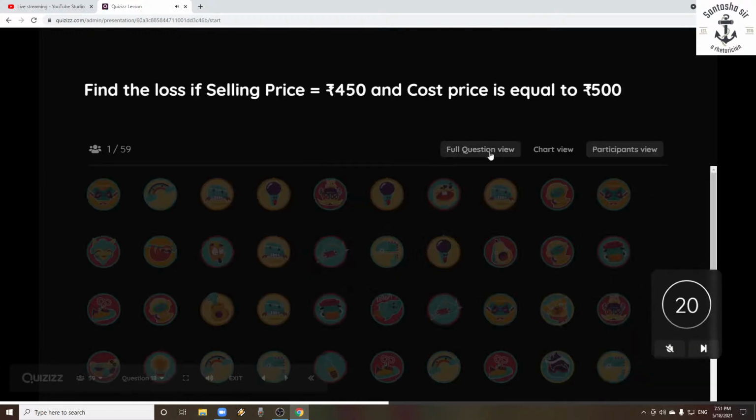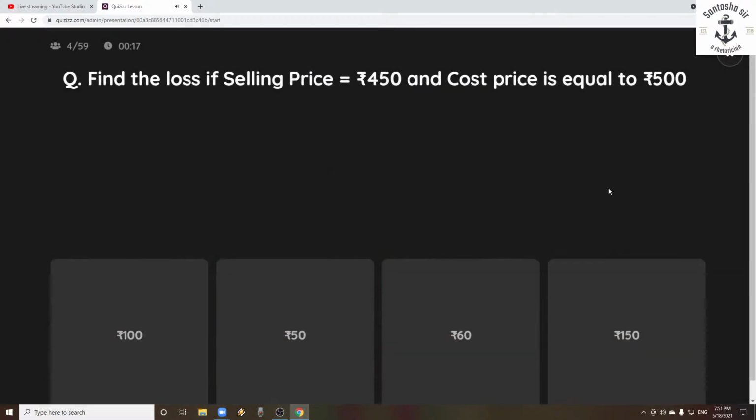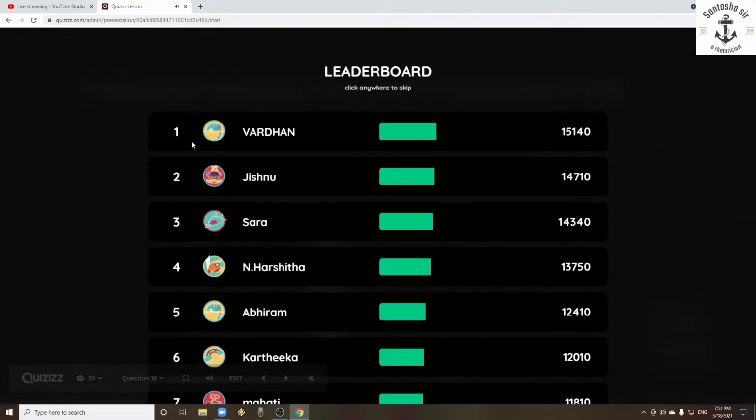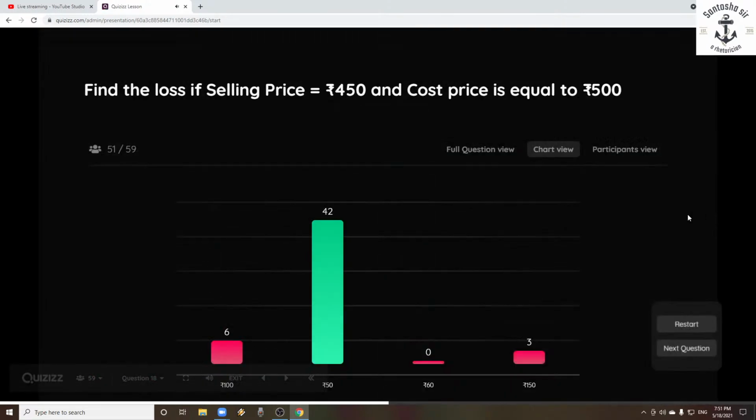18th question, here comes on your screens now. Find the loss if selling price is rupees 450 and cost price is equal to 500 rupees. Time is up. 51 members again participated and answered. No change in the 7 positions. 42 members picked up right.